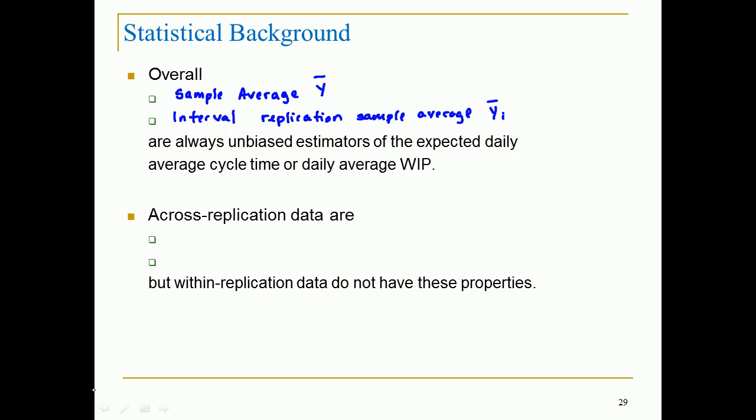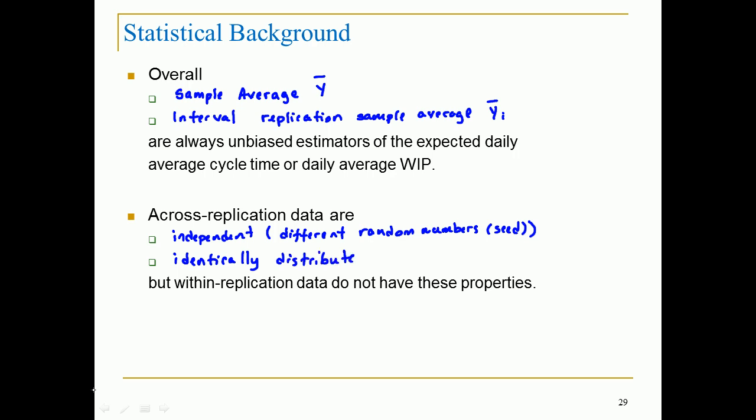Across replication data are independent, because we are using different random numbers, or seeds for our random number generators. And identically distributed, because they are coming from the same model. But within replication data does not have these properties.